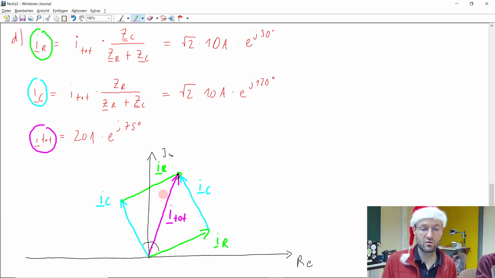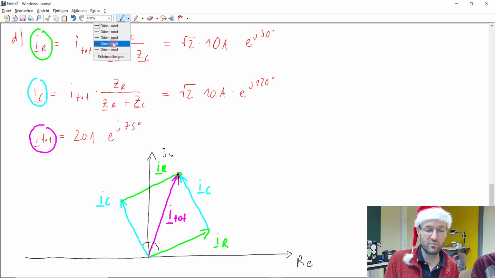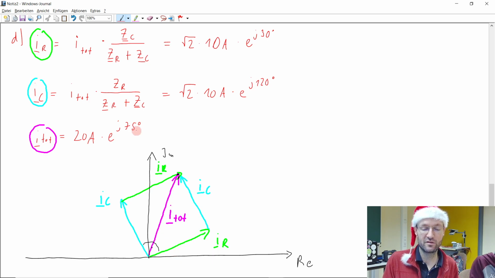And you can see the total current is really square root of 2 times longer than what we had before. And the angle of the total current is 75 degrees.